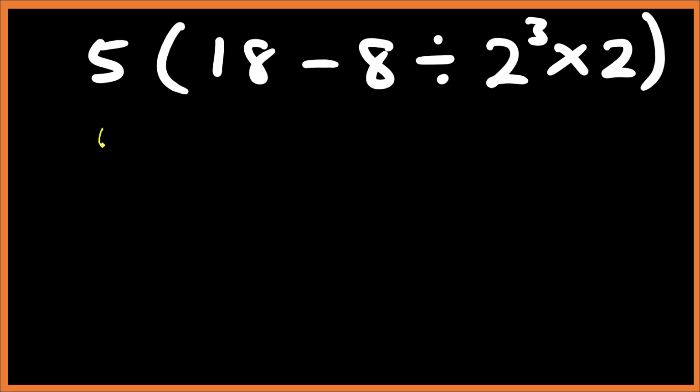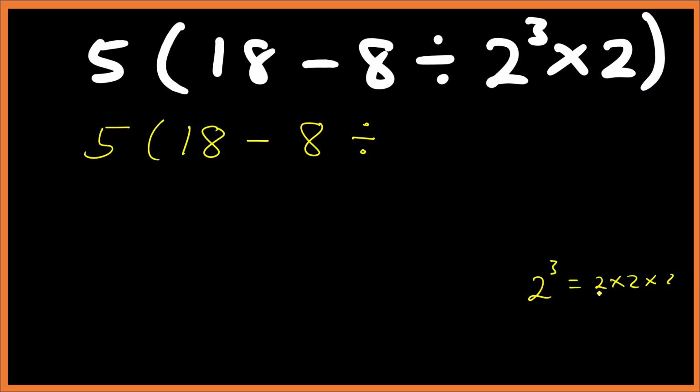Alright, so we have 5 times 18 minus 8 divided by, now let's change 2 to the power 3. 2 to the power 3 is the same as 2 times 2 times 2. 2 times 2 is 4, 4 times 2 is 8, times 2.